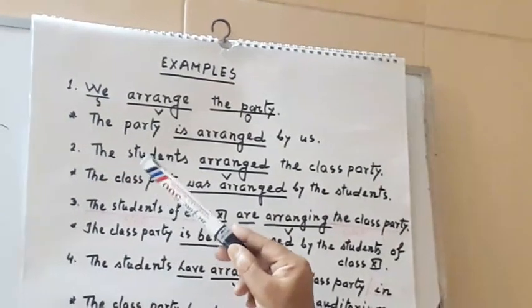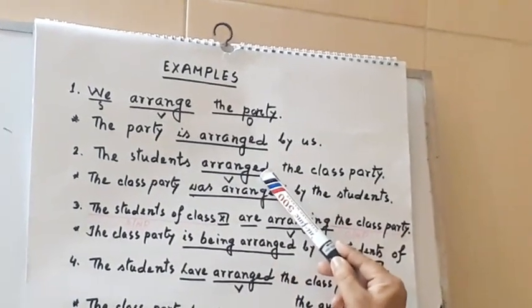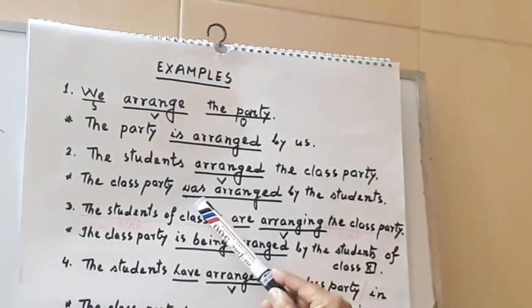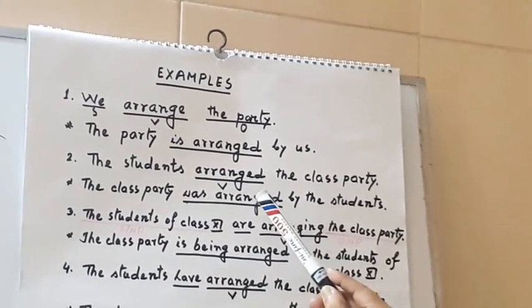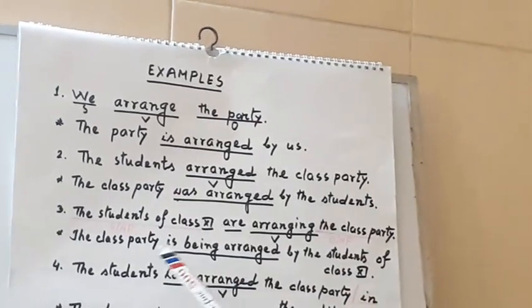In number 2, you see the main verb is in past form. So I have used a be verb for this past form of verb, and I have changed subject and object.